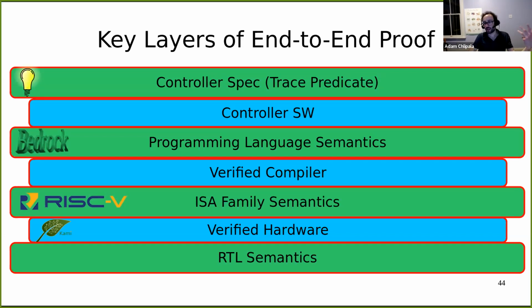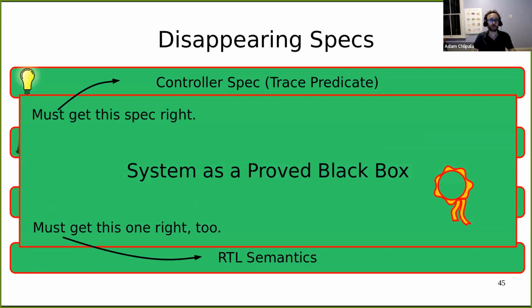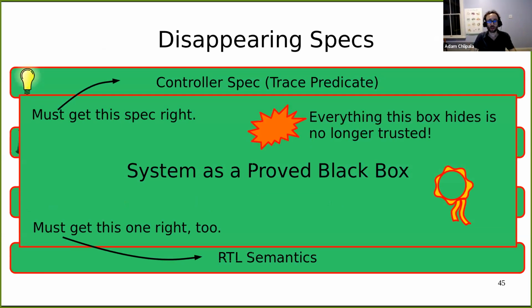As I emphasized way back near the beginning of this talk, a cool thing about this kind of architecture is when we view the layers together as a proved black box, we do need to make sure we got the spec right at the top and the bottom of this picture. But everything inside the box is no longer trusted. Bugs there no longer endanger system correctness as long as we manage to finish the proof and if we pick the right spec. So don't worry about compiler bugs, processor bugs. Also don't worry about bugs in your instruction set semantics and so on. If we proved it end to end, those must be good enough.